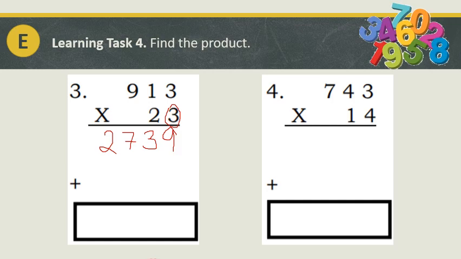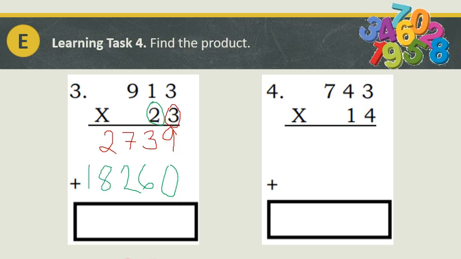Okay, then next, lagay ulit tayo ng 0 dito. Dito na tayo mag-multiply sa 2. 2 times 3 is 6. 2 times 1 is 2. Then, 2 times 9 is 18.